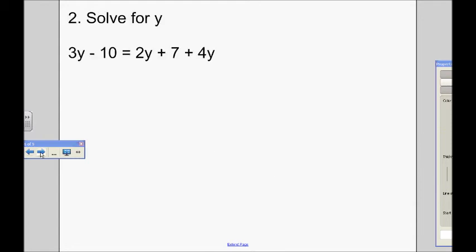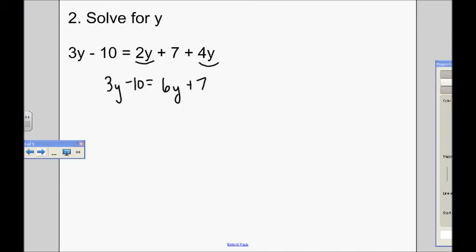Second example. Pretty much the same. I have y's on both sides of the equation. To simplify it a little bit, I'm going to combine these like terms. Notice I have a 2y and a 4y on the right-hand side. So, I have to write down everything I don't use. So the 3y minus 10 just stays the same. 2y plus 4y is 6y, and I still have a plus 7.